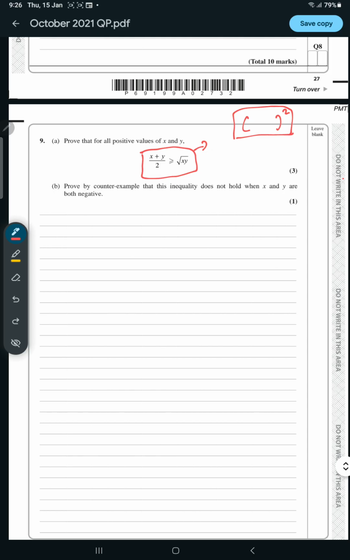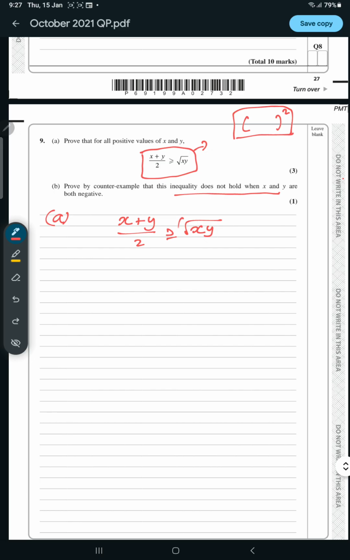Basically, what I call jottings. So, prove that for all positive values of x and y, x plus y divided by 2 is greater than or equal to root xy. And prove by counterexample that this inequality does not hold when x and y are both negative.